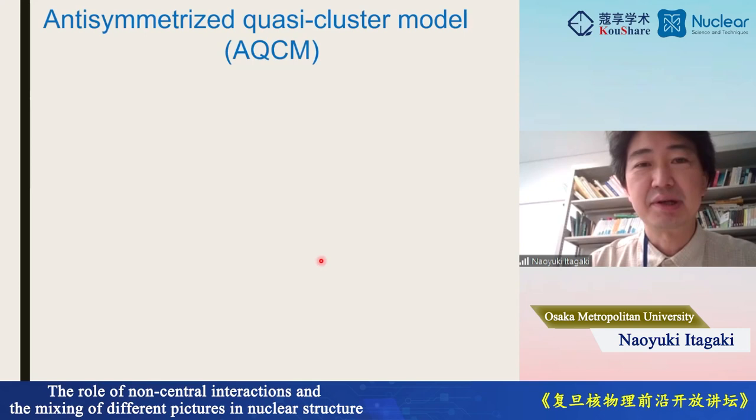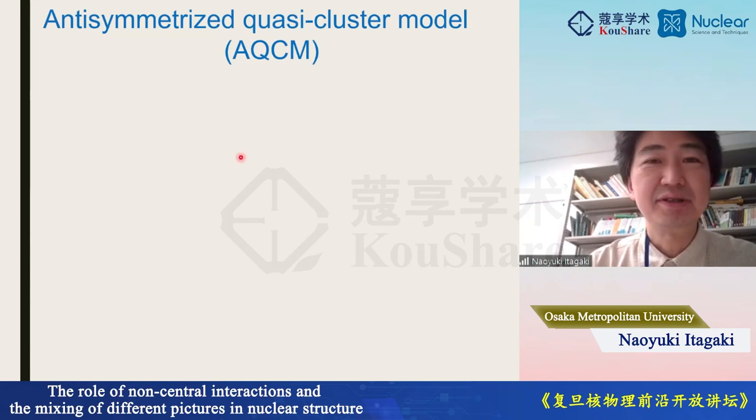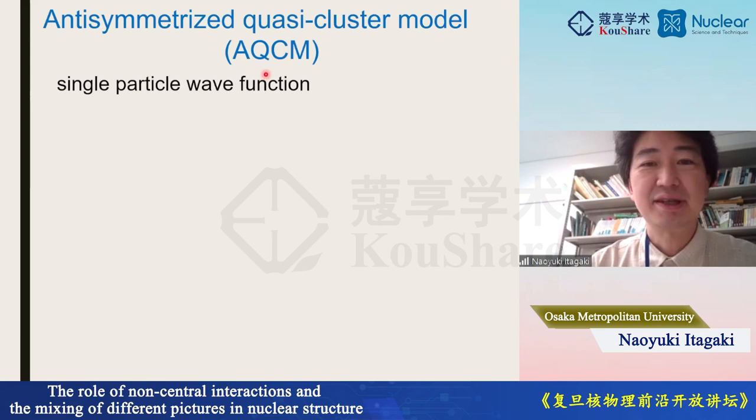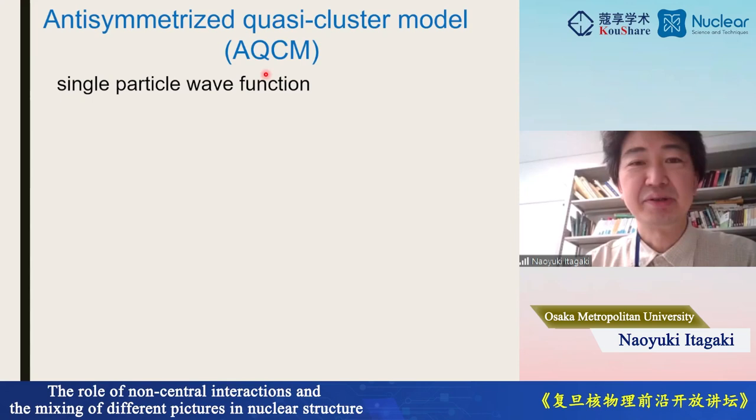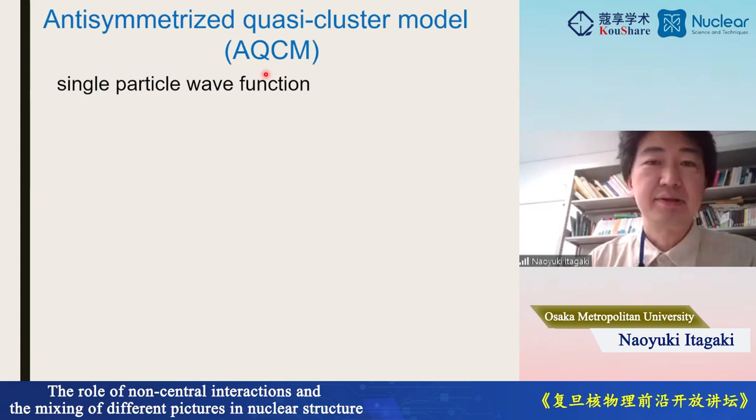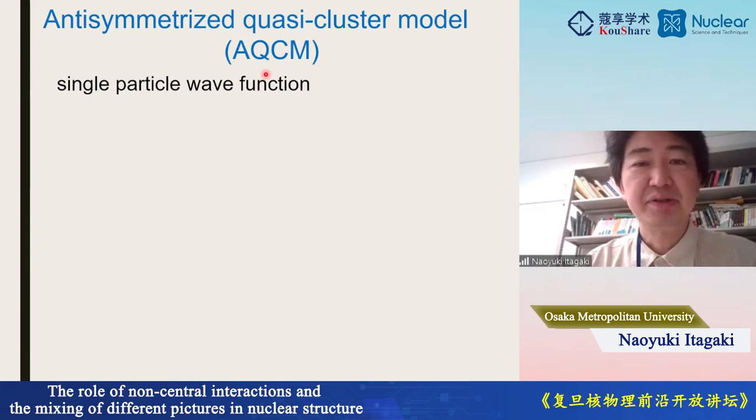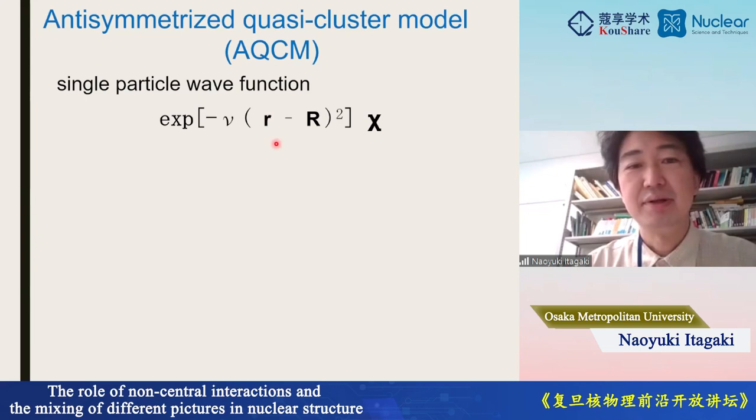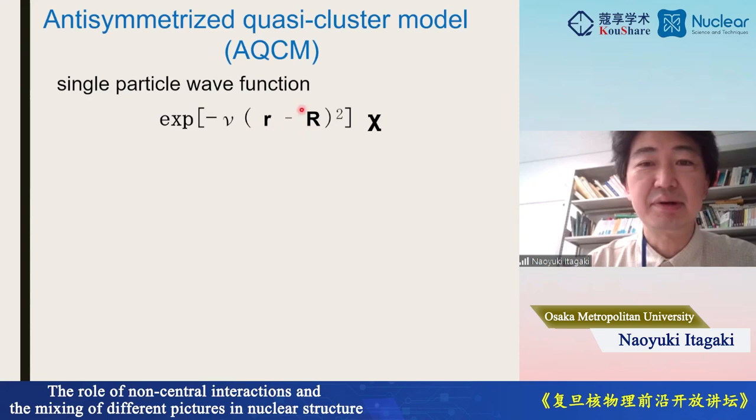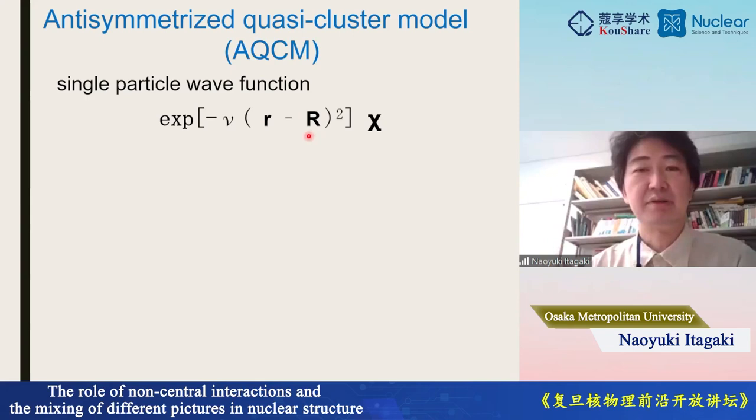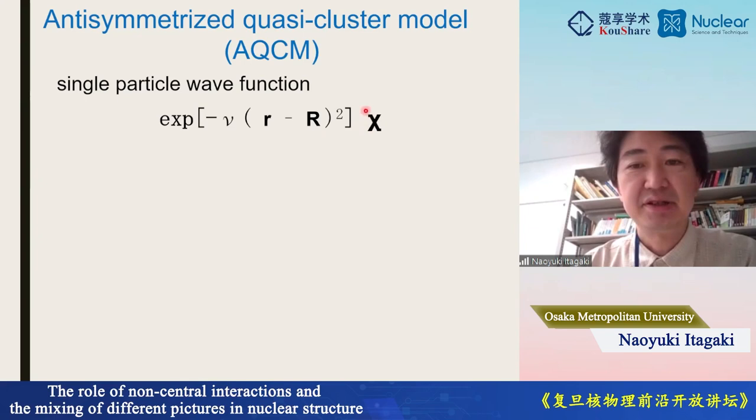Then how can we do that? That's our model, and our model is called the antisymmetrized quasi-cluster model, AQCM. This is the extension of the traditional cluster model. The traditional cluster model is called the Brink model. Unfortunately, Professor Brink passed away recently, but we would like to extend Brink's model. So the single particle wave function has this kind of Gaussian form in the traditional cluster model for each nucleon. R is a physical coordinate, and capital R is a parameter which characterizes the spatial position of this particle. And chi here is the spin isospin part of the wave function.